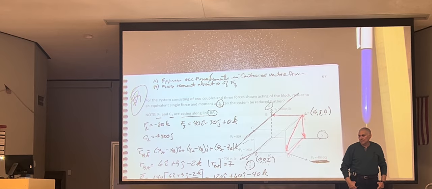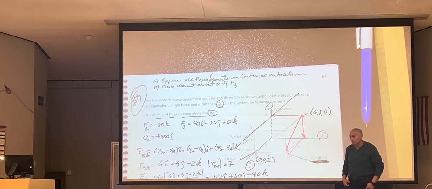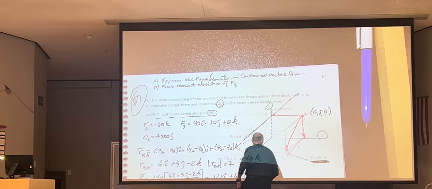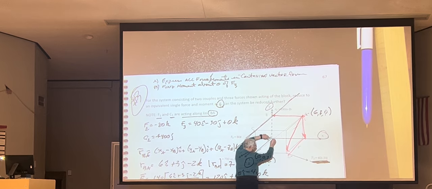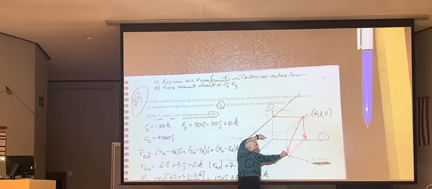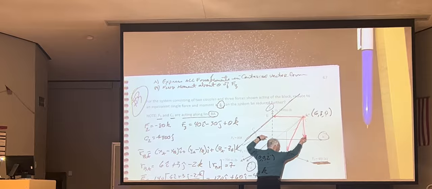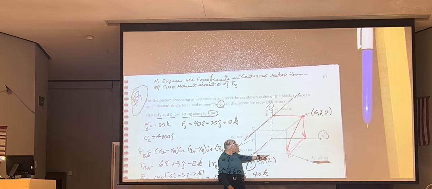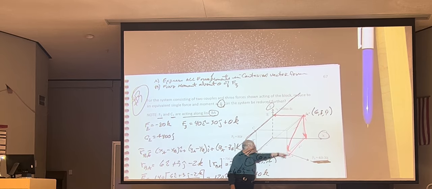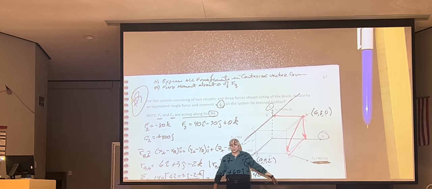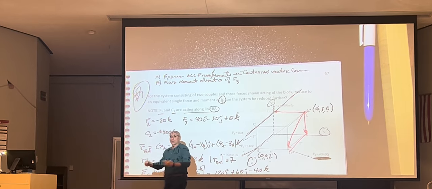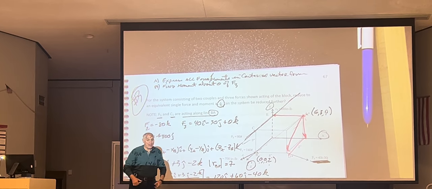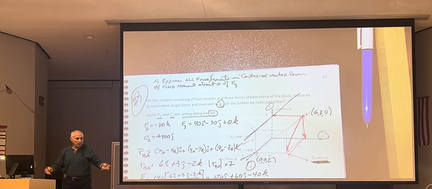Well, what do I have to do? I need an R that goes from O to F3. There's the R. What's another way of getting there? I'll go over this way and down this way. Over this way means I'm going 6I, and this way plus 0J plus 2K, crossed with 40I minus 30J. Do the cross product, you have the answer.